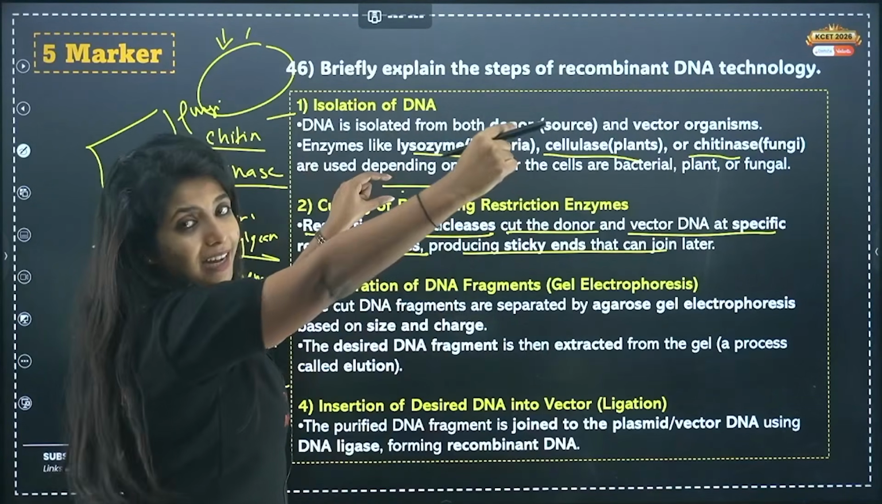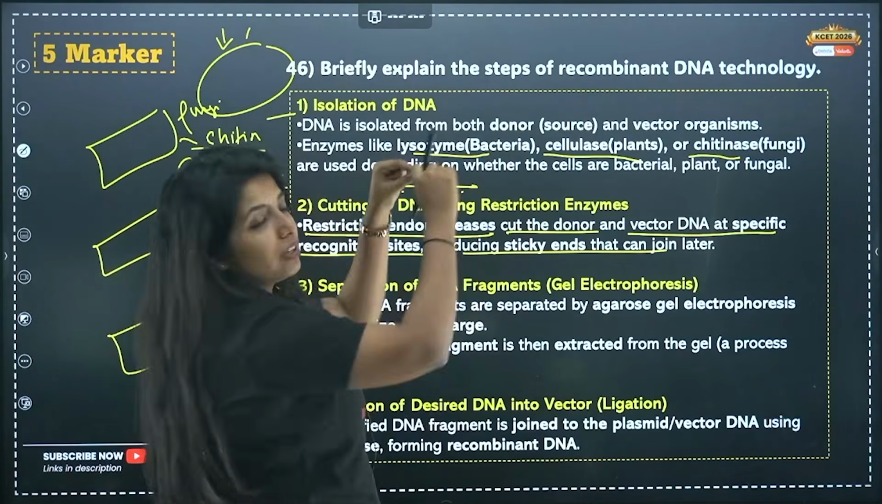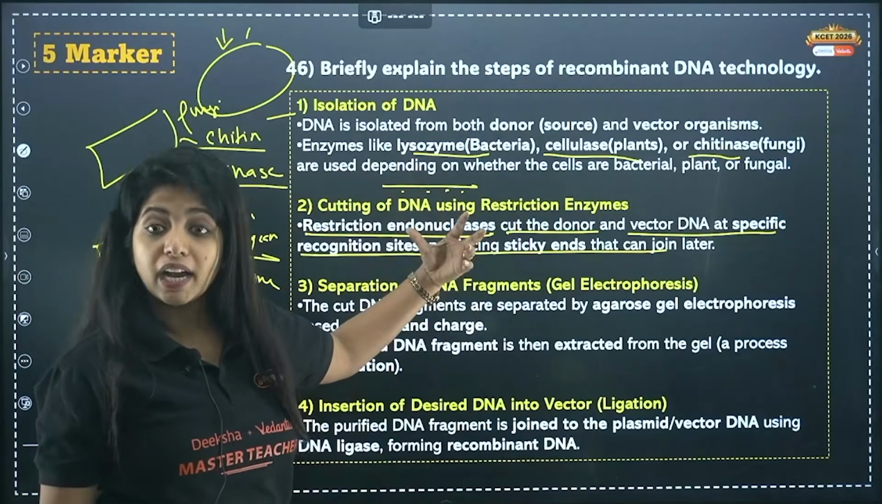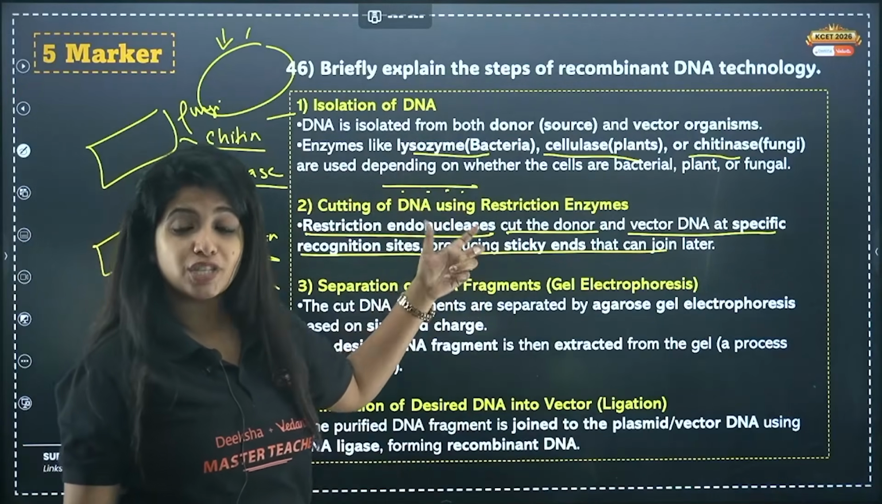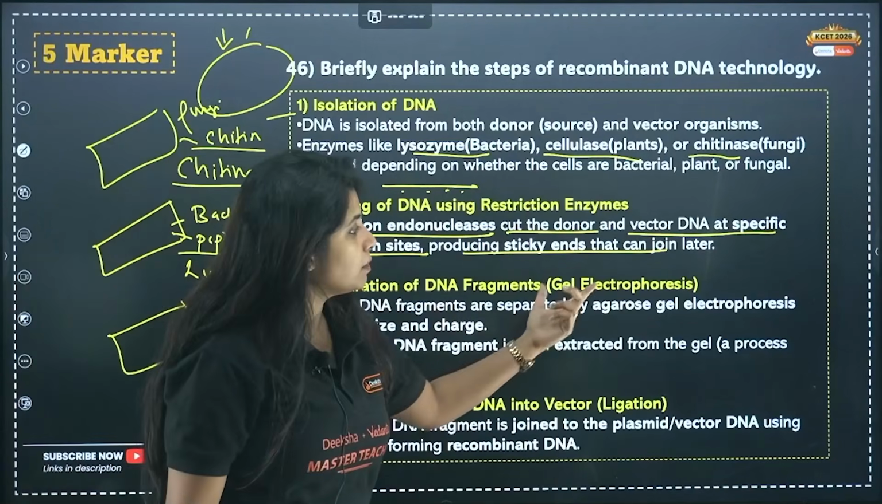Suppose the other vector's DNA is the complementary part to it, both of them will be binding. So that is why we use the same restriction endonucleases, such that we get sticky ends. So that can be a question: how do you get sticky ends? Please go through it. Now separation of DNA fragments, gel electrophoresis.